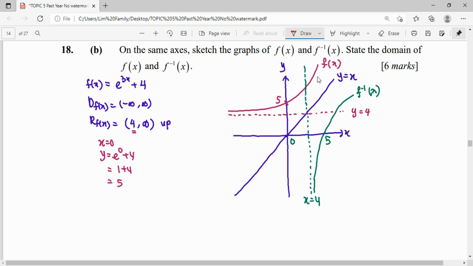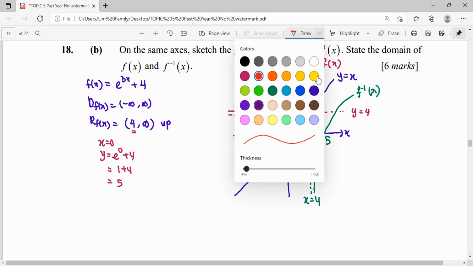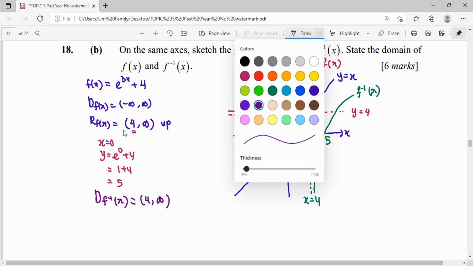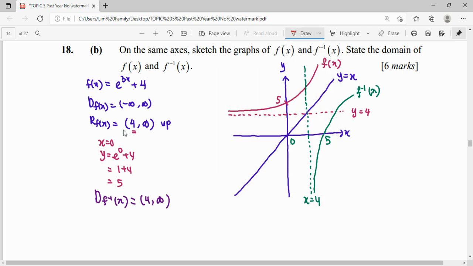Alright, so these 6 marks will involve, the first one is, we haven't finished yet. We have to state the domain of the function and the domain of the f inverse. I already did the domain of the function, but I haven't done the domain of f inverse. So for the domain of f inverse, I will refer to the range of the function, which is 4 to infinity. So this is how we complete the question.